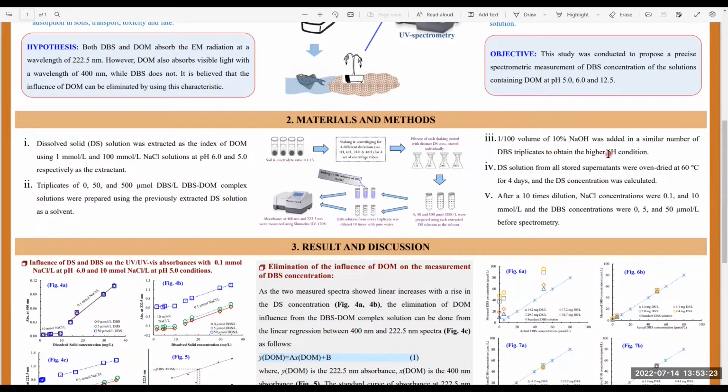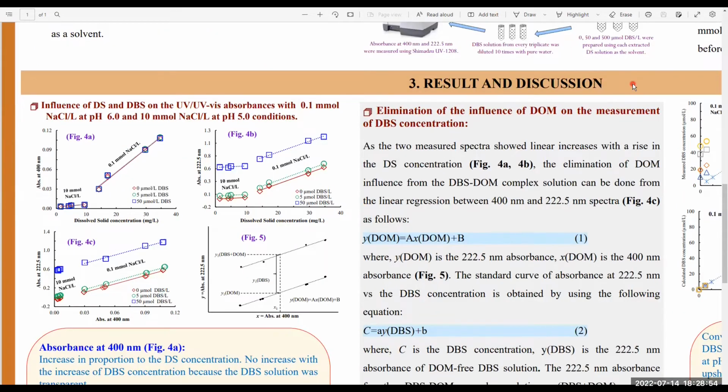And 10% sodium hydroxide was also added in all replicates to measure the higher pH condition like 12.5 pH. And DS solutions concentration also we measured using an oven dry process. And before the spectrometry, we diluted all triplicates 10 times. So therefore, the sodium chloride concentration becomes 0.1 and 10 millimole per liter, and the DBS concentration became 0, 5, and 50 micromole per liter. Now come to the result and discussion.